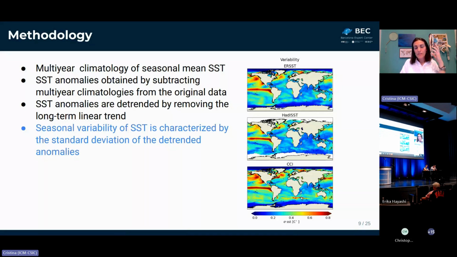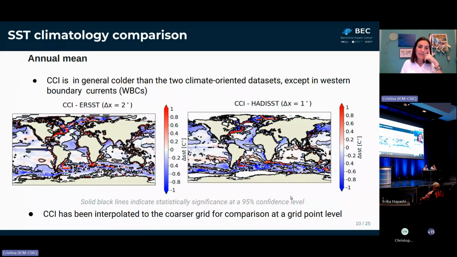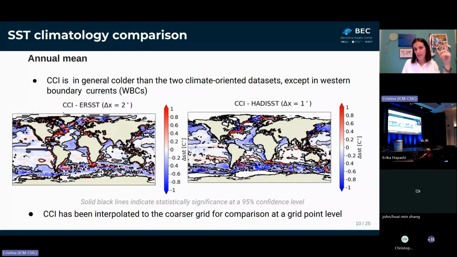In order to compare these three data sets in a quantitative way, what we did was interpolate the CCI, which has a higher spatial resolution, to the coarser grid. Then we did the comparison at each grid point. On the left, you see the difference in the climatology as an annual mean.